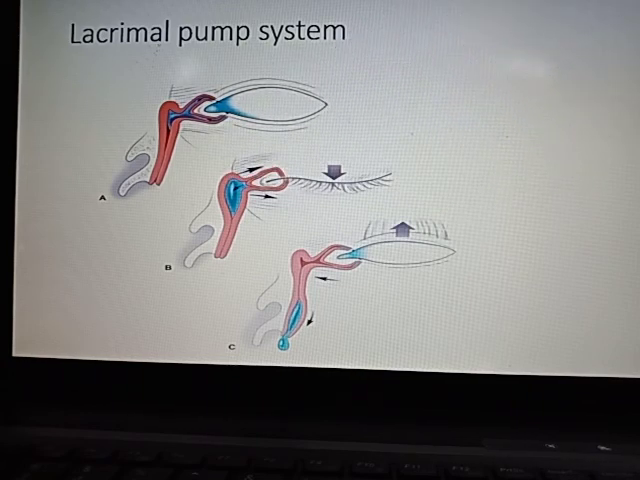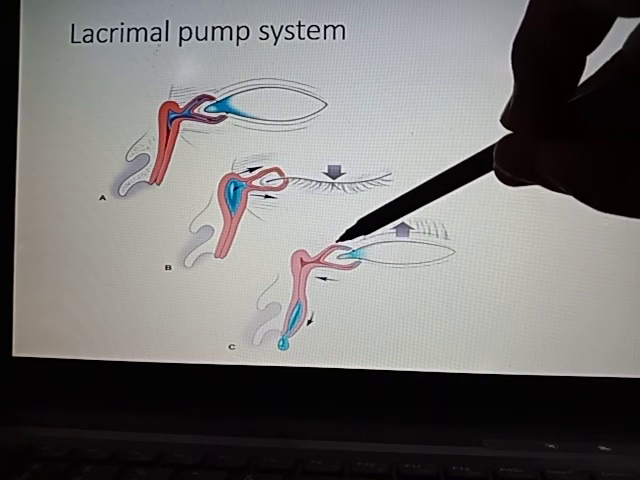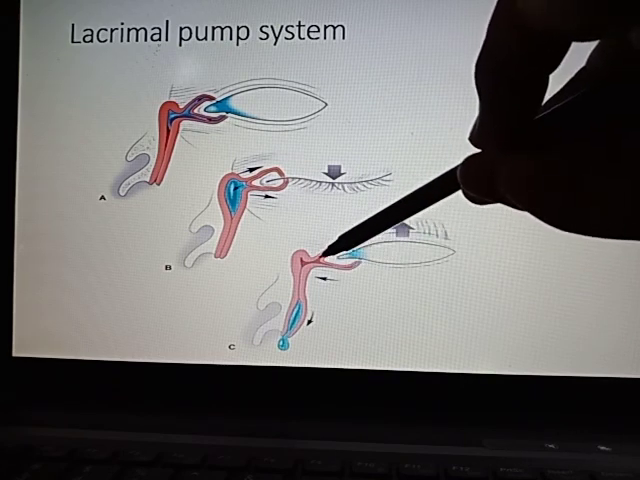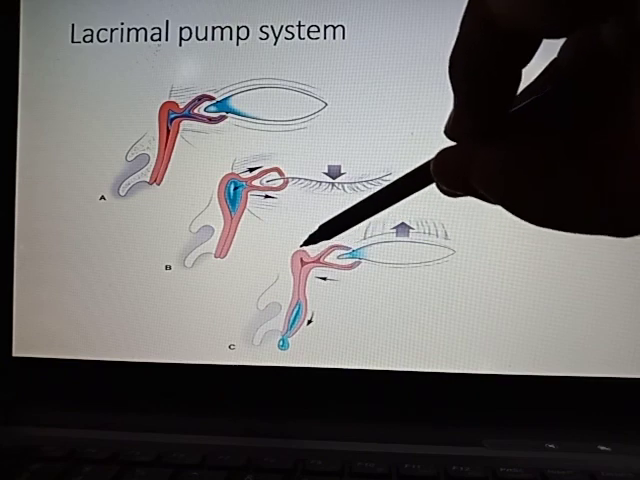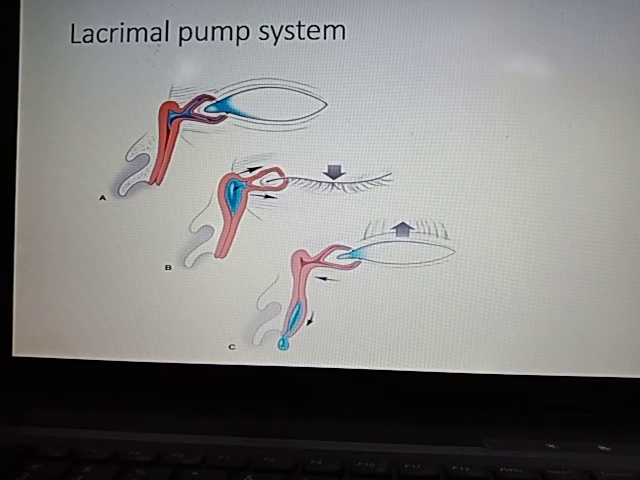Then again, if we open our eyelid, we open our eyes, then what happens? The puncta and canaliculi produce forces upon the lacrimal sac, and the content of the lacrimal sac goes downwards towards the nasal cavity. Okay, the lacrimal pump system.